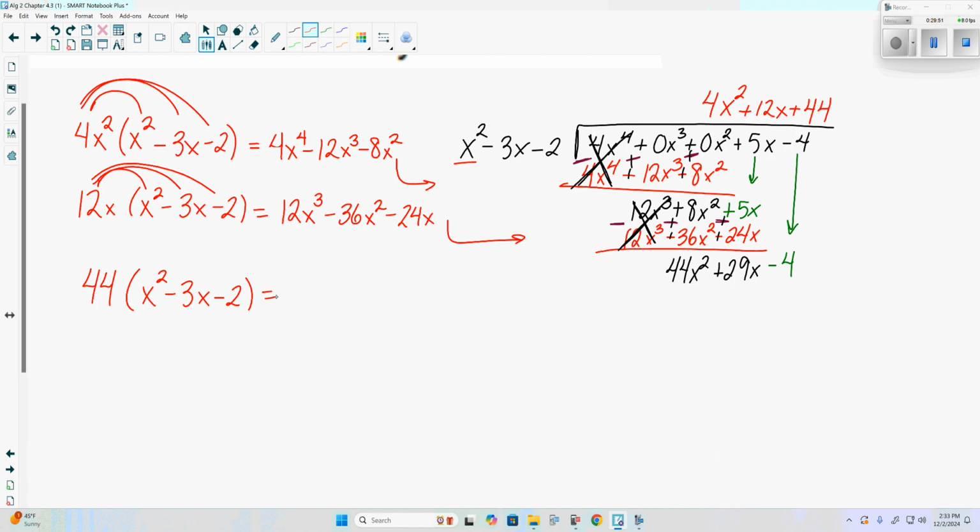And again, we're going to repeat this again. This time we're multiplying through by 44. 44 times x squared is going to be 44x squared. 44 times negative 3x is going to be negative 132x. And lastly, 44 times negative 2 is going to be negative 88.